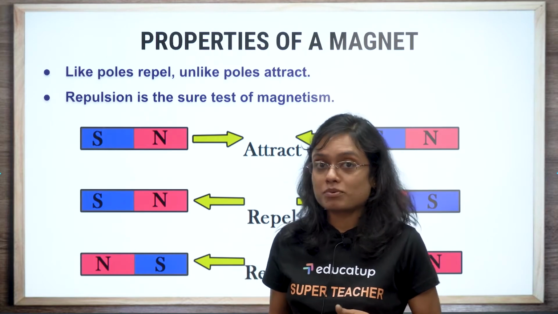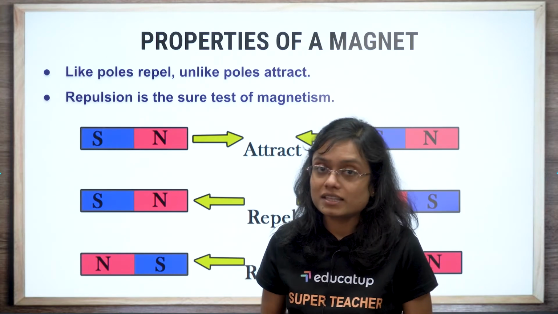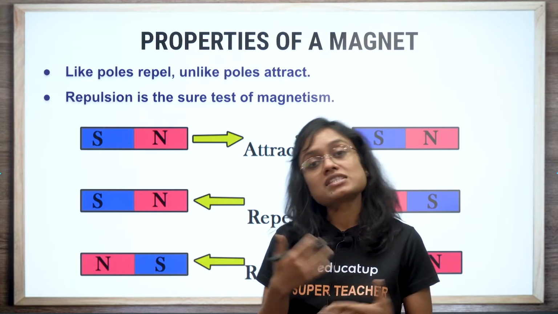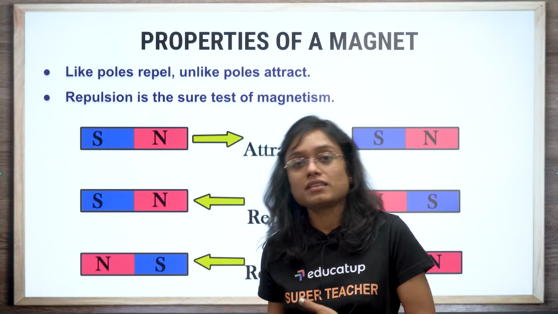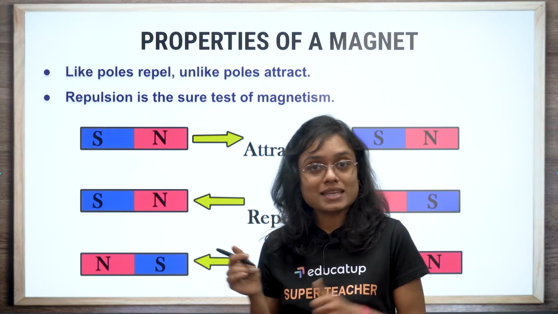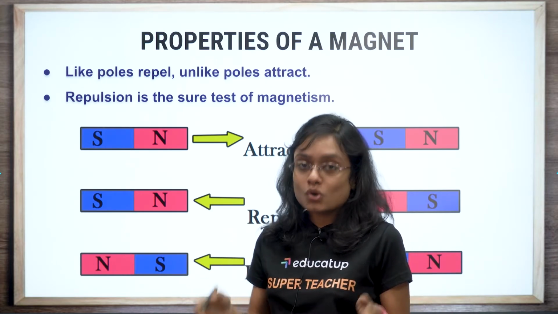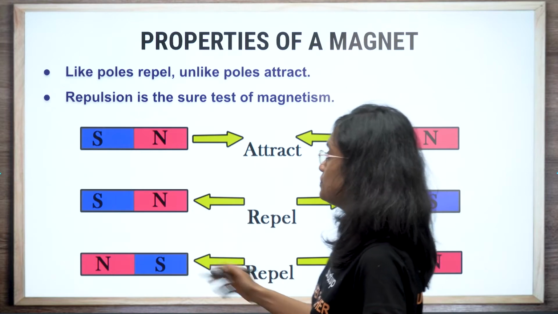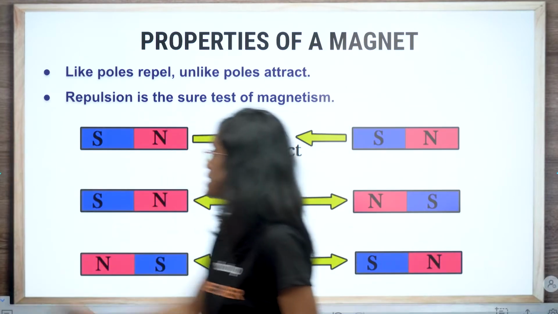Your friends must be opposite to you. They must have a different quality, different kind of behavior. There is something which you can learn from them, and there is something which they can learn from you. The similar thing goes in our magnets also. So this property means that, let's understand.